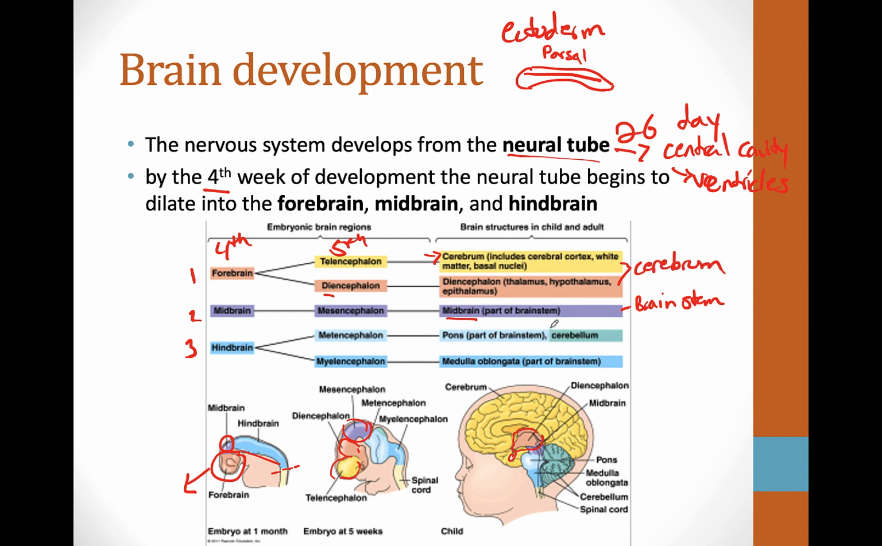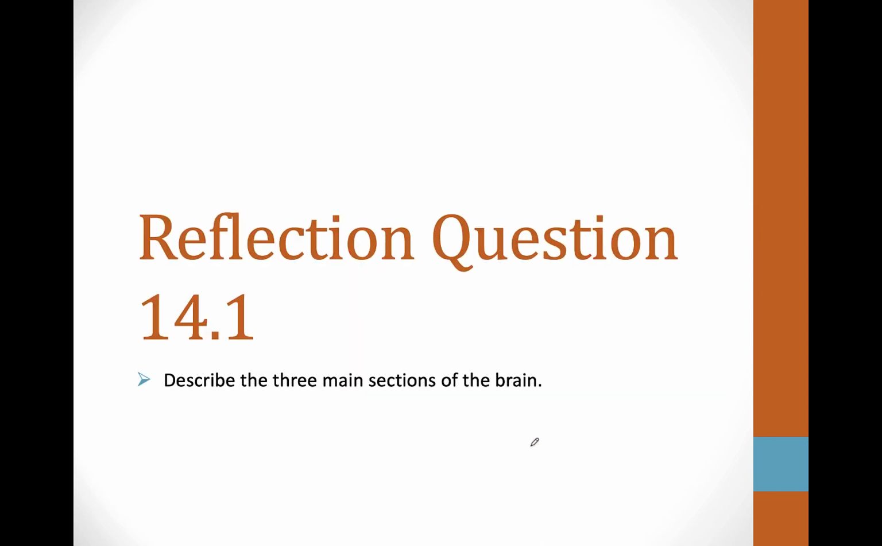The pons and the cerebellum both come from the hindbrain. The hindbrain splits into the metencephalon and the myelencephalon. From the metencephalon, we get the pons and this cerebellum. The pons is part of the brainstem. The myelencephalon, this lowest part here, is going to become the medulla oblongata, which is also part of the brainstem. After that, the rest is spinal cord. So take a moment and describe these three main sections of the brain.